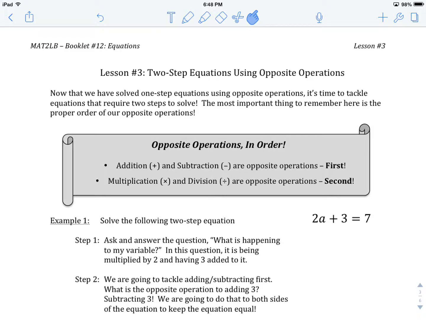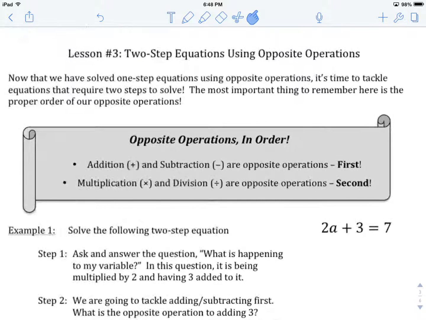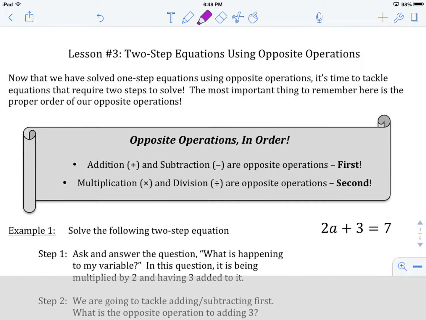So let's have a look at that banner again. That banner says that yes, addition and subtraction are opposite operations. What's new is that we are going to be completing those opposite operations first. So no matter what's happening to our variable, we're going to undo addition and subtraction first. That's followed by multiplication and division, which are opposite operations, and we complete those second.